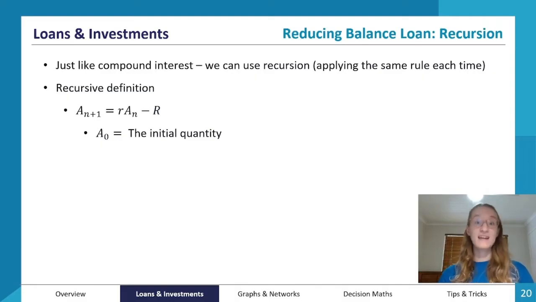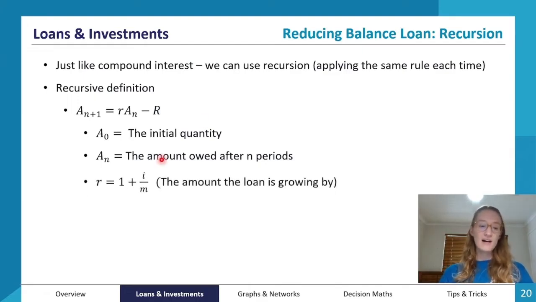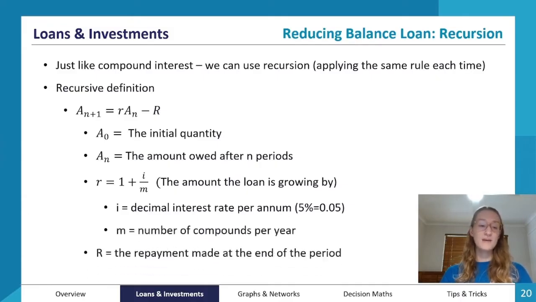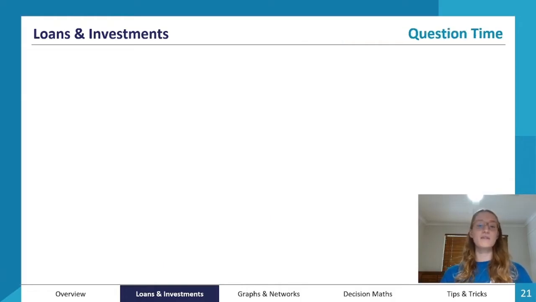So A0 is again the initial quantity of the loan. AN is again the amount owed after n periods. And r is equal to 1 plus i divided by m. So we're coming back to the first version of the formula that we used, where r is 1 plus the decimal rate of interest per annum divided by the number of compounds per year. That gives us the amount the loan is growing by. So we've got those two variables defined the same, and then our capital R is the repayment being made at the end of the period.